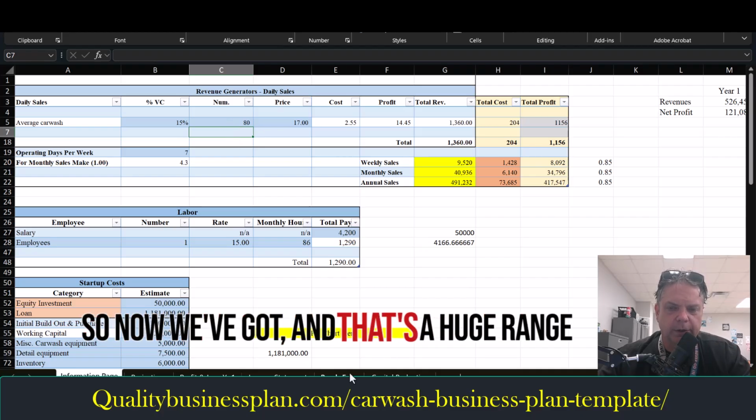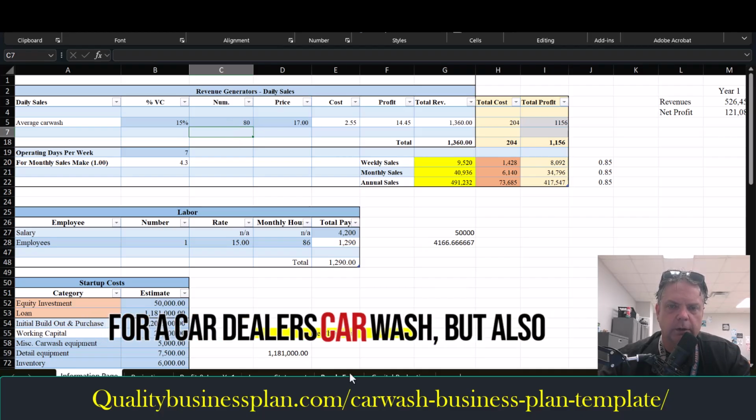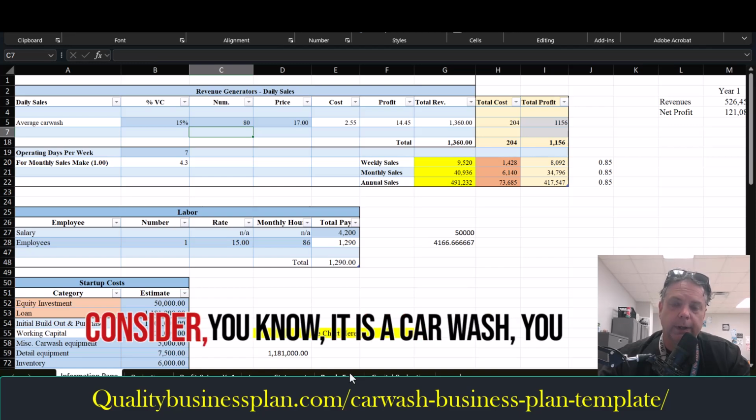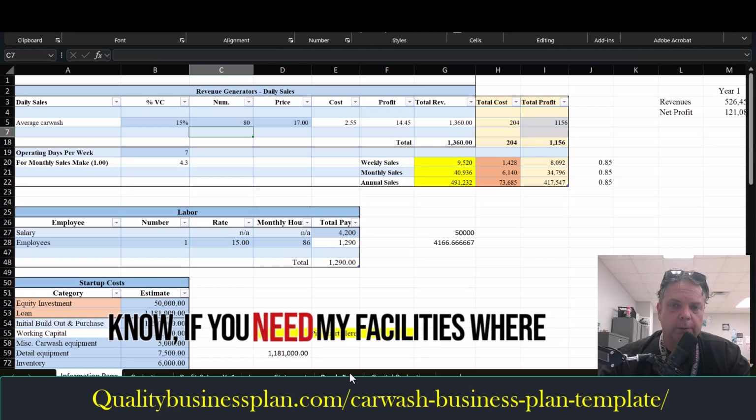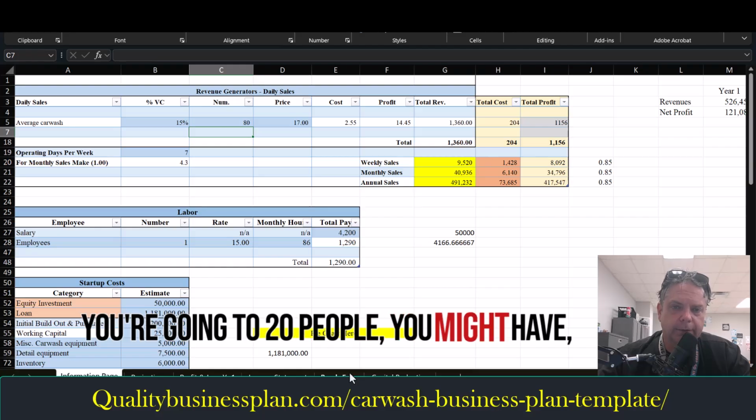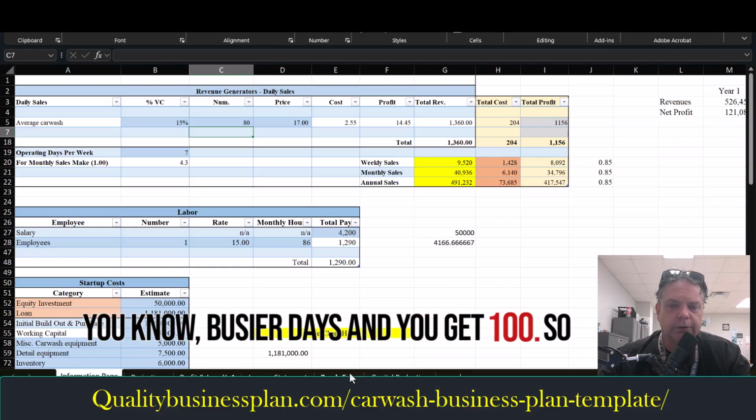And that's a huge range for a car wash, but also consider, it is a car wash. You might have slow days where you have 20 people, and you might have busier days where you get 100. So just keep that in mind.